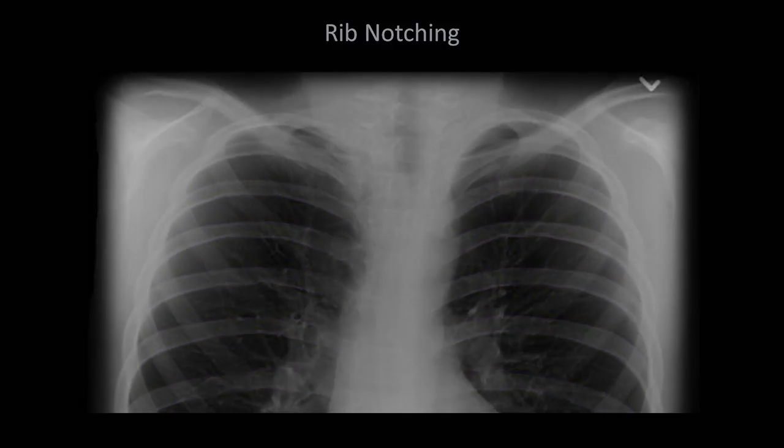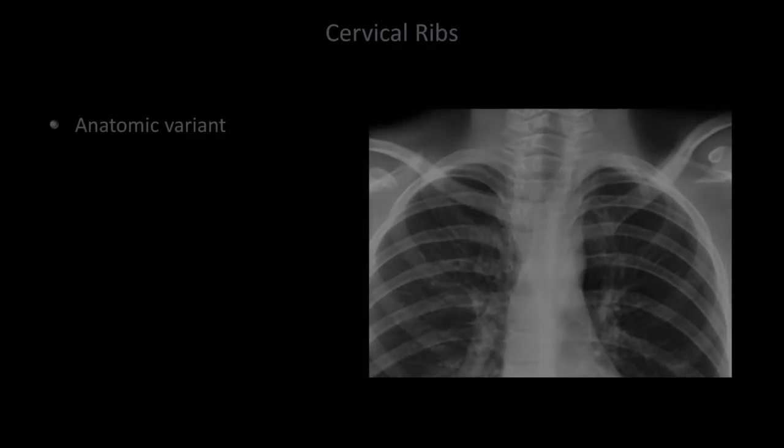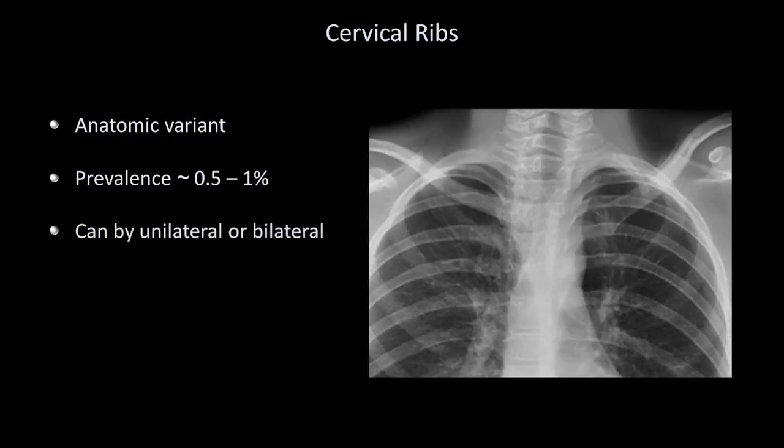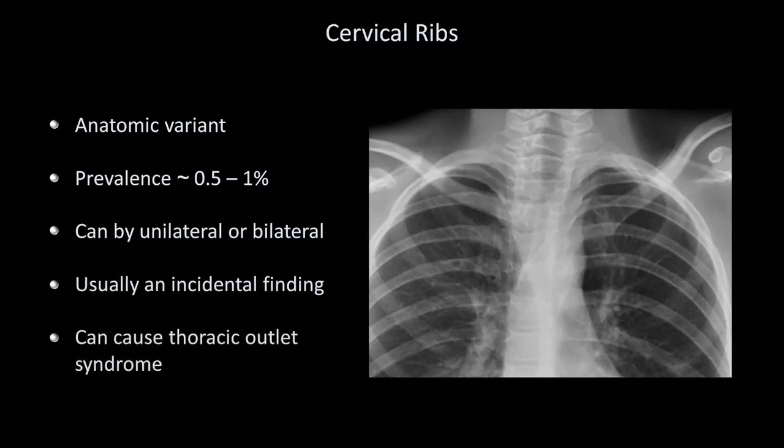Before leaving the bones, there is one anatomic variant I'd like to mention because it's relatively common and can be very confusing to understand if its existence is not already known to you. It's something called a cervical rib, in which an extra rib arises from the seventh cervical vertebra. The overall prevalence is usually cited in the neighborhood of 0.5 to 1%, with a greater prevalence in women than men. Cervical ribs can be either unilateral or bilateral. They are usually identified as an incidental finding, but can cause thoracic outlet syndrome by compression of vascular structures and/or the brachial plexus.